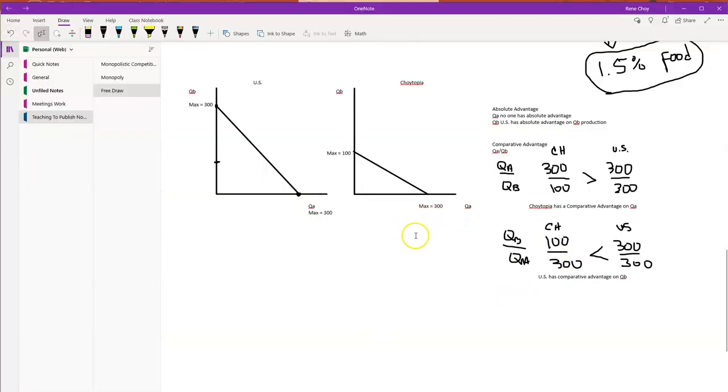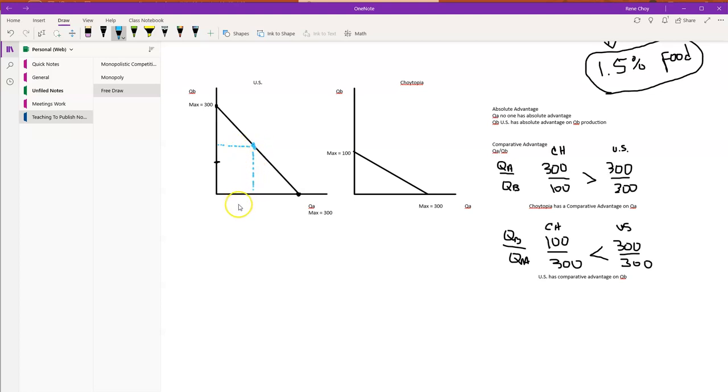All right, now, according to David Ricardo, if you have two countries with different comparative advantages, like you do here, notice that the US has comparative advantage on QB and Choitopia has comparative advantage on QA, then the country of the US should produce whatever they have a comparative advantage on and trade with the other country. And the country of Choitopia will have to produce whatever they have a comparative advantage on and then trade it with the other country.